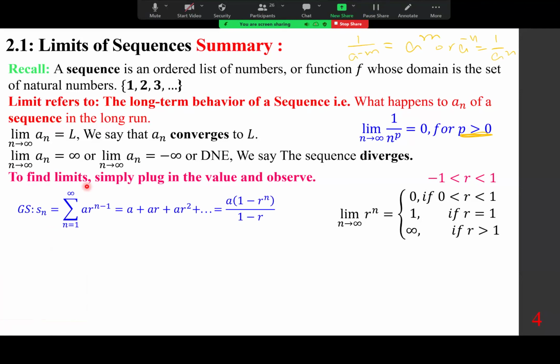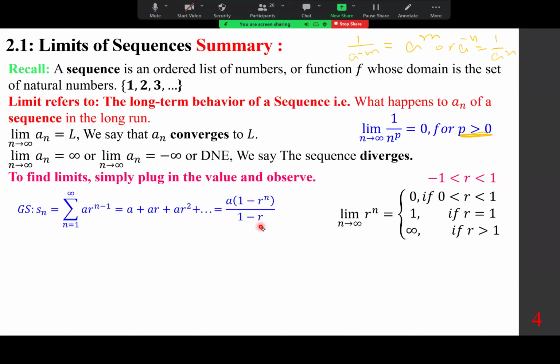A geometric sequence, when we add them up, is called a geometric series. S sub n is the summation of a r to the power of n minus 1 as n goes from 1 to infinity. It gives us a plus a times r plus a r squared. And here's the sum: a times 1 minus r to the power of n over 1 minus r. If you recall, this was done in college algebra and pre-calculus. I will look at the proof of that later on.